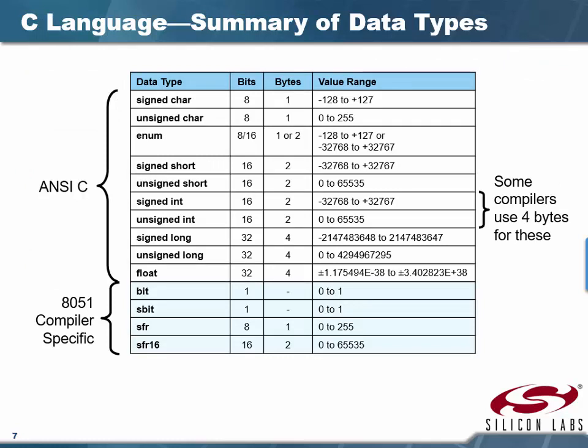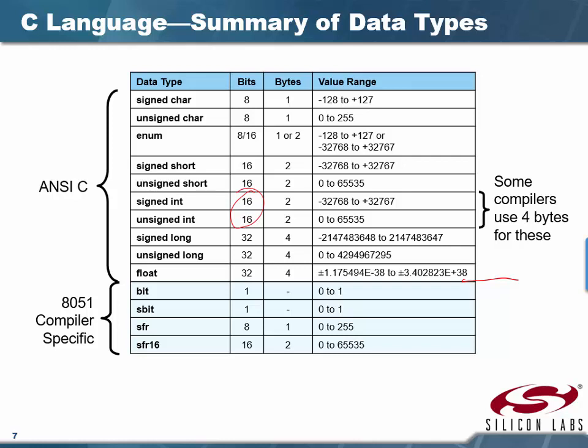So here are our very common types. This is standard ANSI C at the top. These are our normal ones. Now, unsigned int is 16 bits. They're saying that some compilers will make this 32 bits. Ours will make it 16 bits, but if you're using a different compiler, it may make your signed and unsigned integers 32 bits.